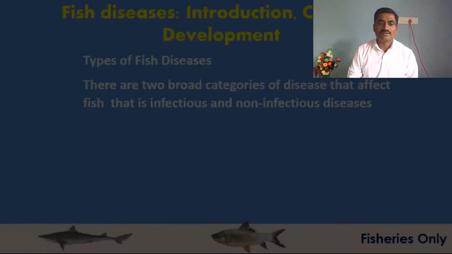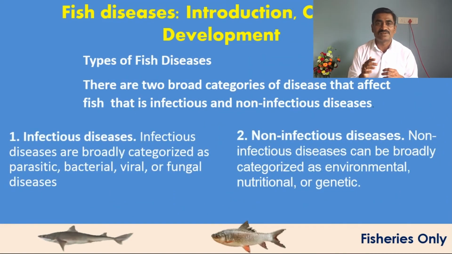Diseases are of two types. There are two types of diseases, broadly categorized on the infections caused to the organism. That is, infectious fish diseases and non-infectious fish diseases. The first one is infectious fish diseases.